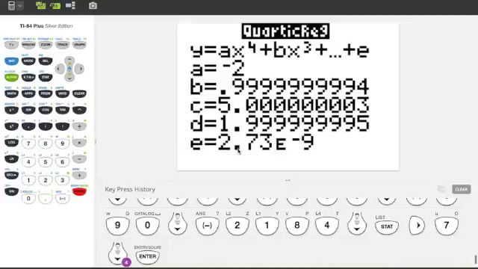This 2.73e negative 9 means I would take this decimal point and move it 9 places to the left, which means this is very close to 0, and that's what we will use.